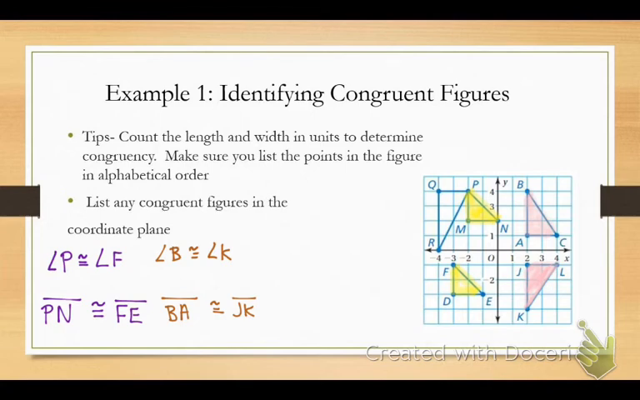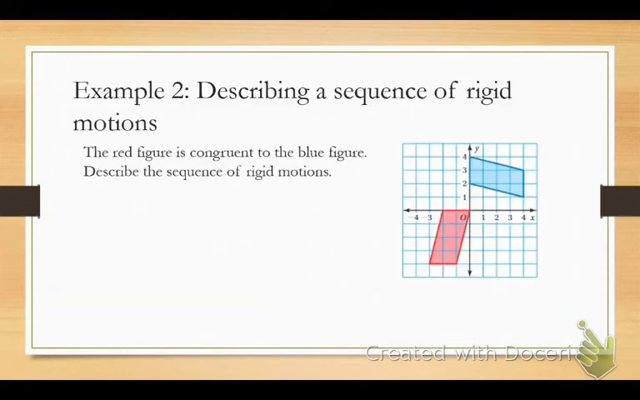BC and LK or KL. Okay, either one. All right, so we just kind of knocked out 2 homework problems and 1 example. All right, okay, not bad. All right, so now we need to describe the sequence of rigid motions. What is that? That's a fancy way of saying what transformations, yes, that was plural, transformations, are happening to get us from the red figure to the blue figure.